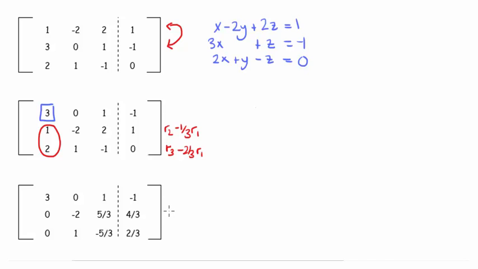I'll now swap the second and third rows. This isn't necessary, but remember that I'm going to be eliminating this element here next, and I'd rather use the 1 to eliminate the minus 2 than try to use the minus 2 to eliminate the 1. It'll just make the fractions easier to deal with.